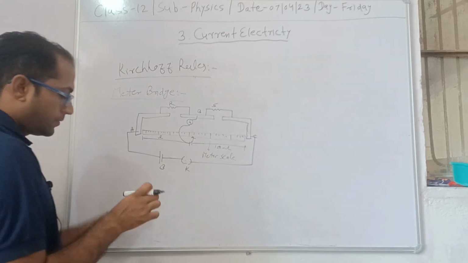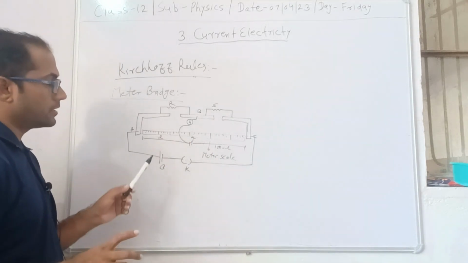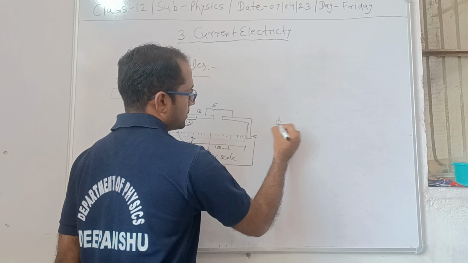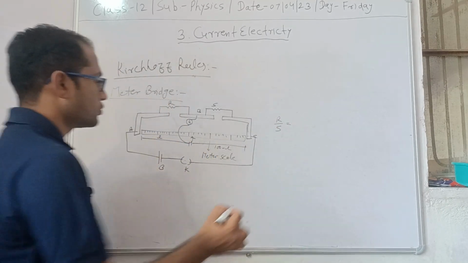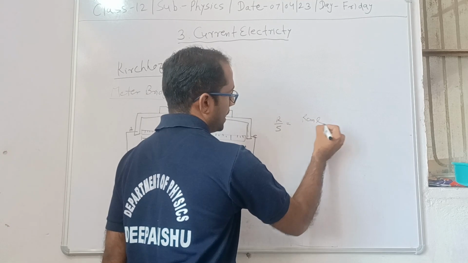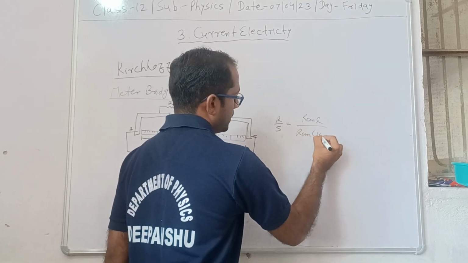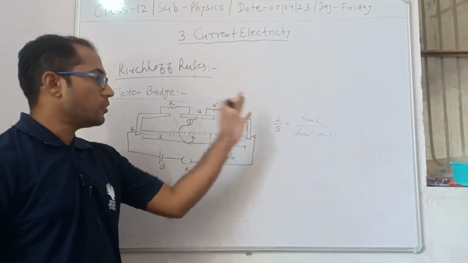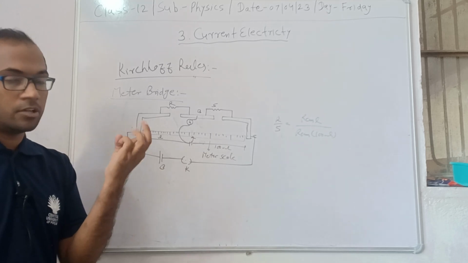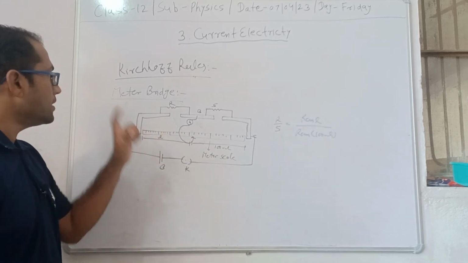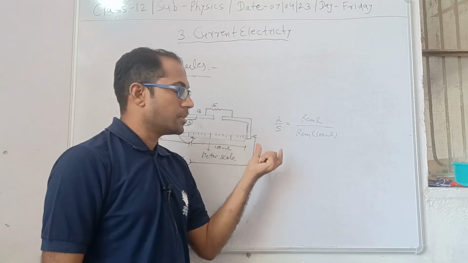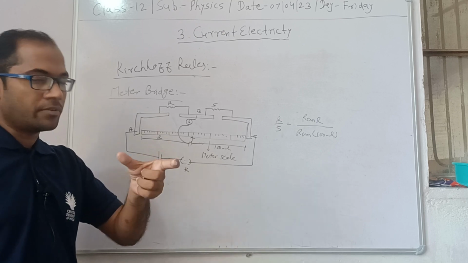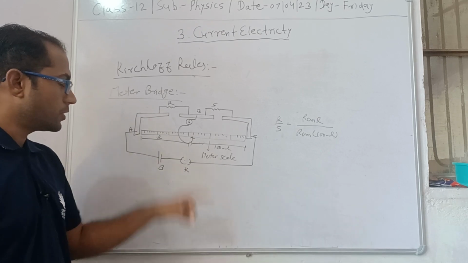So if we use the Wheatstone bridge formula in this circuit, we say that R by S equals Rcm L upon Rcm (100 minus L). Basically in the Wheatstone bridge, among 4 resistors, if you have the values of 3 resistors, you get the 4th resistor. But in the meter bridge we have some lengths and some resistors. If we have the value of the length, we can find the value of the resistor. This is the basic difference between the meter bridge and the Wheatstone bridge.